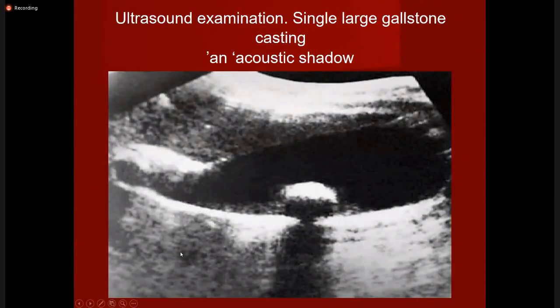Now, this is basically a large stone in the gallbladder, and it is showing the distal acoustic shadowing. The rays fall on this stone, and since it obstructs the rays, you will find this acoustic shadow on the lower end. There's again a disparity in the wall because this stone is obstructing the passage of the ultrasound wavelength.